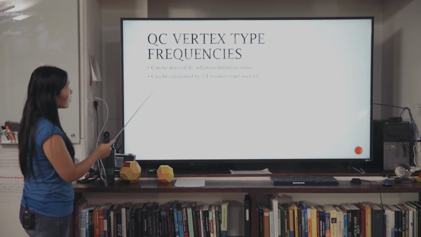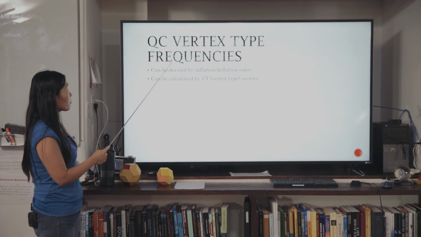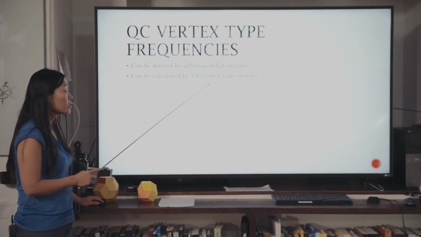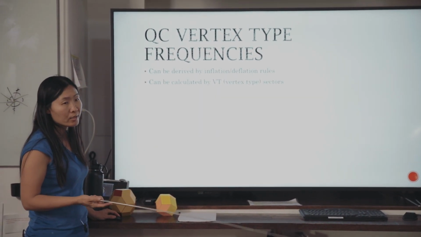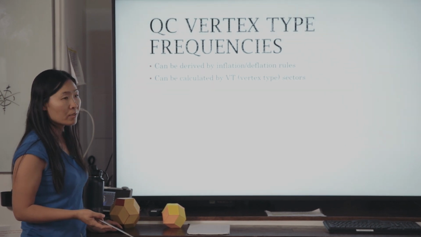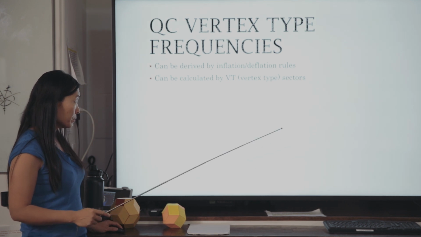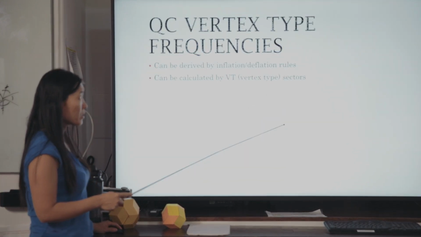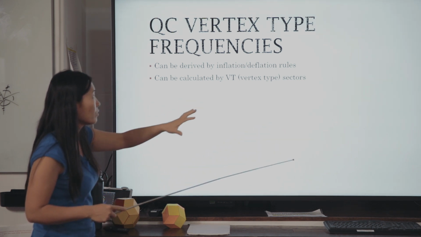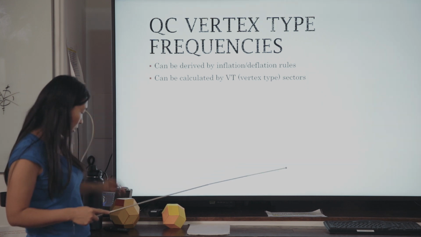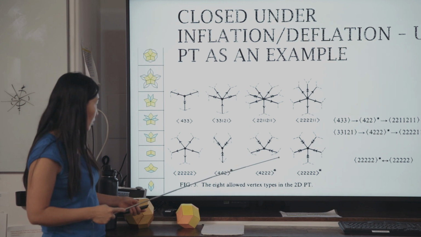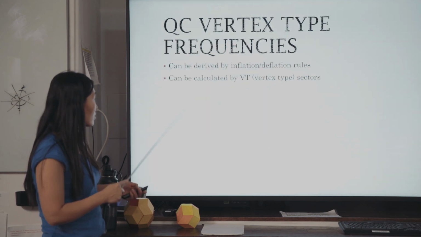Now the frequencies, I'm not going to talk about the vertex type frequencies. The frequencies can be derived by inflation-deflation rules. And Chris Henley did a good job on that, but he didn't explain it clearly, and he had many typos. So I'm not going to cover it here today, because I didn't have time to get all the steps. Otherwise, I cannot make you understand it clearly. Just like even here, you were having a little bit of a problem. So I would have to have illustrations for that part.